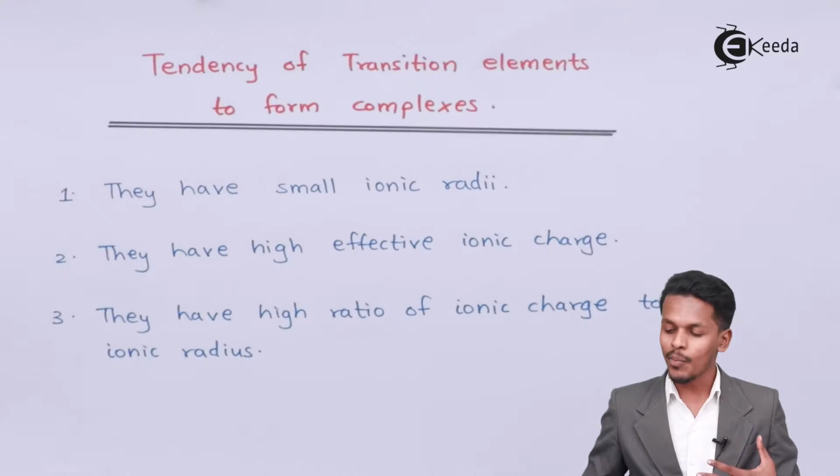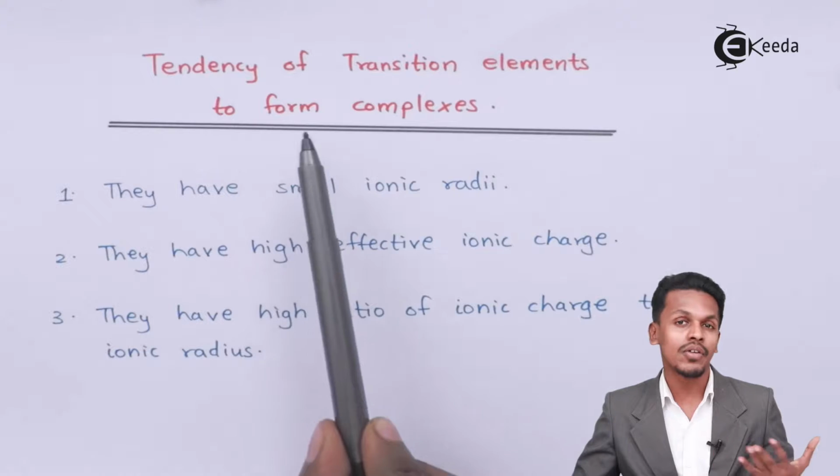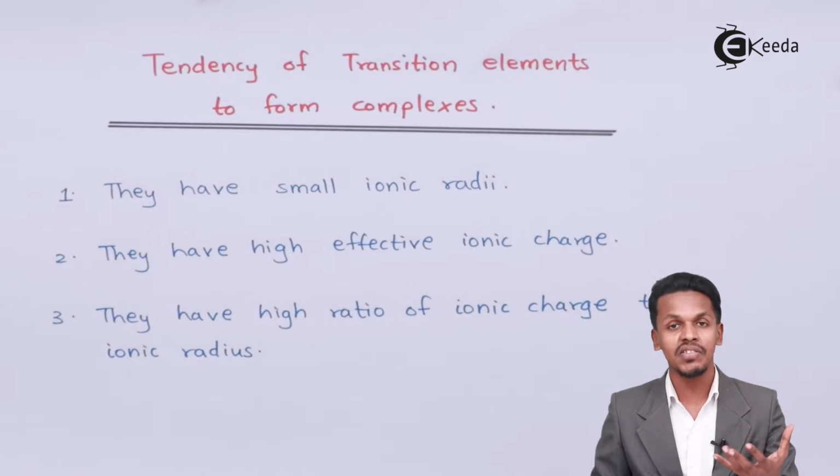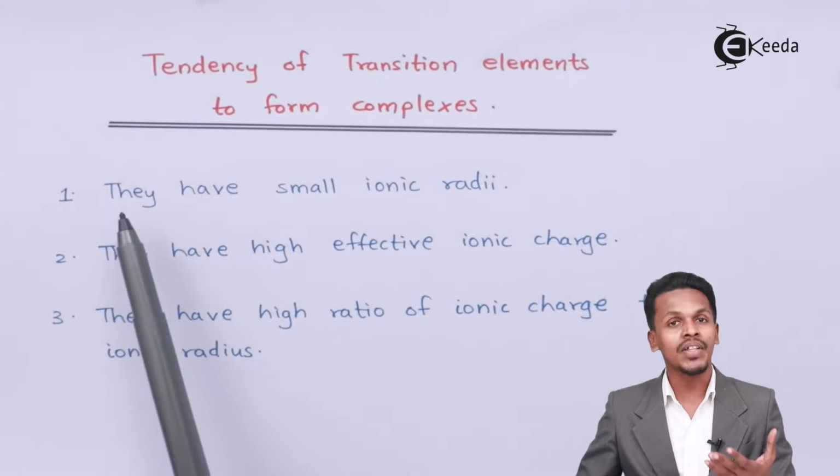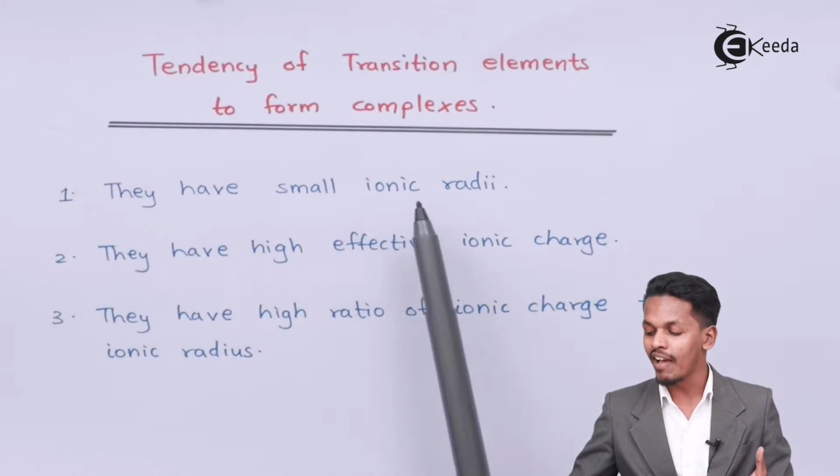So friends, now we are going to talk about the tendency of transition elements to form complexes. There are various reasons why a transition element can form a complex, and those reasons are as follows. Starting with the first one, they have small ionic radii.